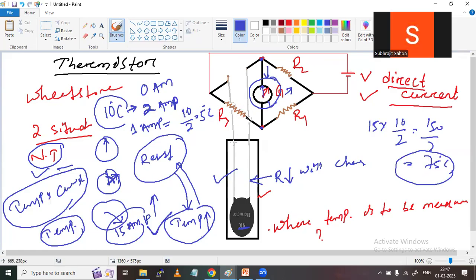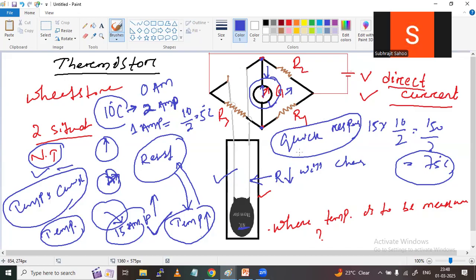Very simple, sir. Where are its applications or advantages? Advantages is quick response. Most important is quick response. Immediately it will respond. But in the mechanical principle type thermometers, bimetallic strip and liquid in glass thermometer, their response is very slow. That's why we cannot use those instruments for continuous regular measurement of temperature. But this one we can use.